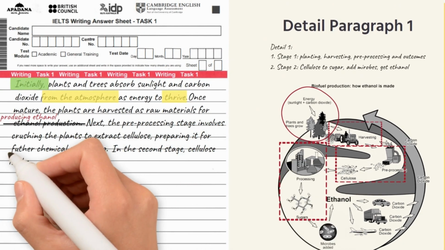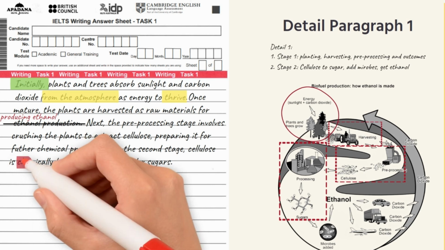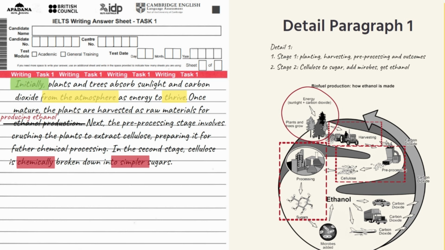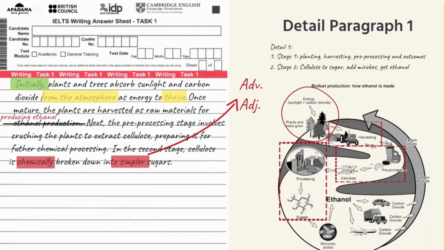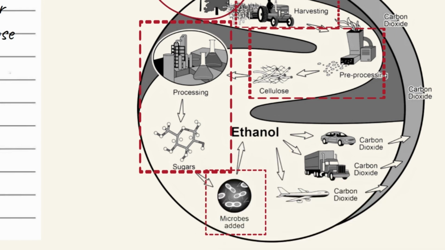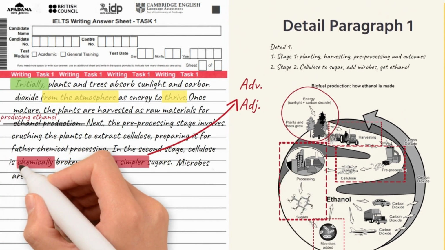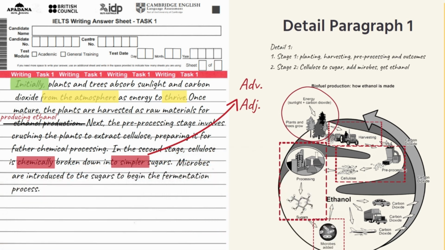In the second stage, cellulose is chemically broken down into simpler sugars. I use adverb chemically and adjectives simpler to make the sentence more descriptive and longer. This is also one of my favorite tricks. Use adverbs and adjectives to write a longer sentence. Sentence 5. Next, we describe the addition of microbes. This is a straightforward process, but we can still add a little more detail. Microbes are introduced to the sugars to begin the fermentation process.